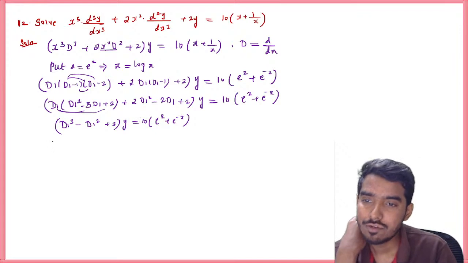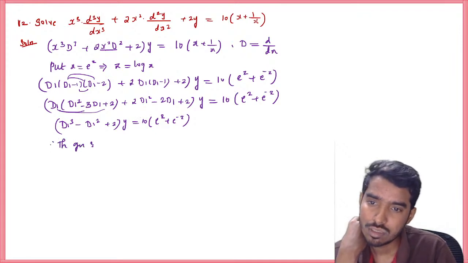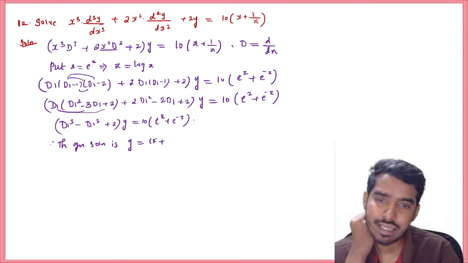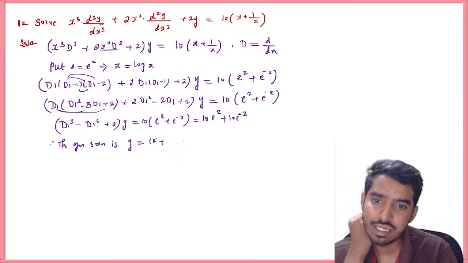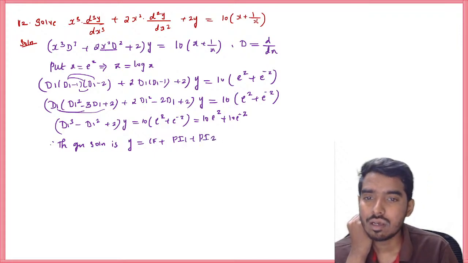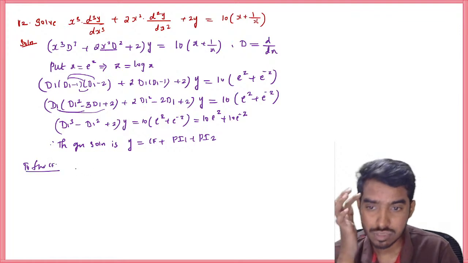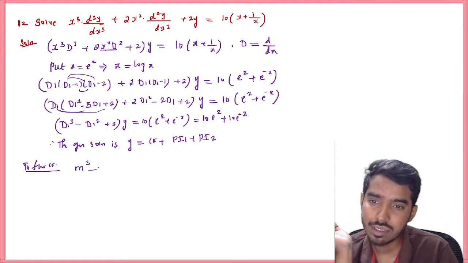Okay. So therefore, the general solution is given by y equal to CF plus PI1 plus PI2; you can multiply 10 inside, 10 into e power z plus 10 into e power minus z. So first you find the CF. What is the auxiliary equation? m cube minus m square plus 2 is equal to 0.